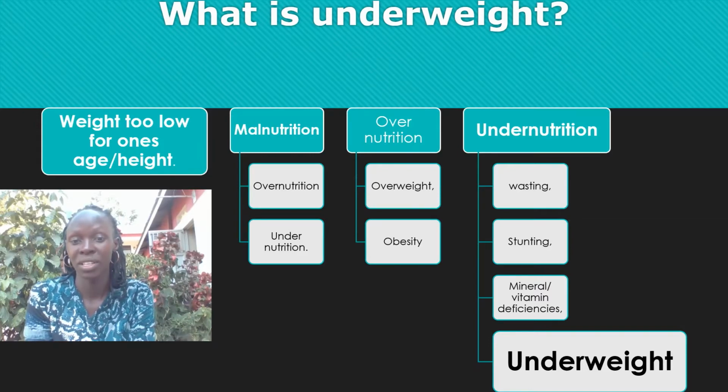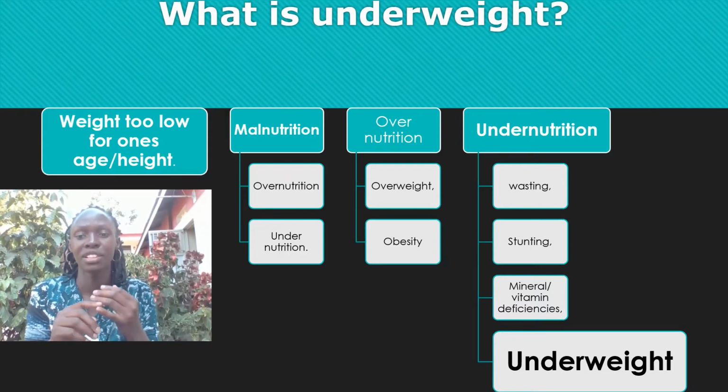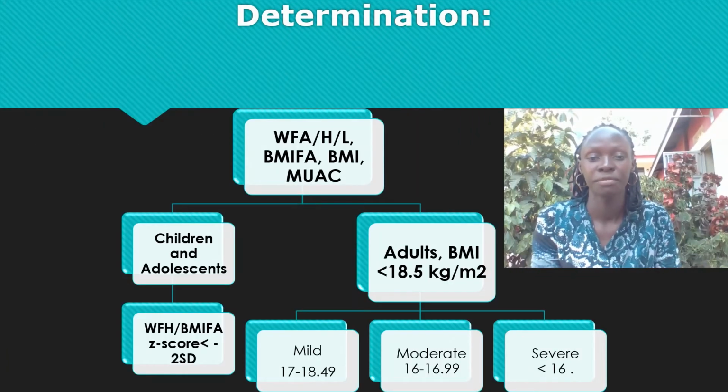Moving forward to what underweight is. Underweight is ideally a weight status that is considered too low for one's age or height. It's a manifestation of malnutrition and specifically undernutrition. Allow me to mention this before I proceed. Malnutrition has two broad forms, that is overnutrition and undernutrition. Overnutrition includes overweight, obesity, and the associated non-communicable diseases. On the other hand, undernutrition includes wasting, stunting, mineral and vitamin deficiencies, and underweight itself.